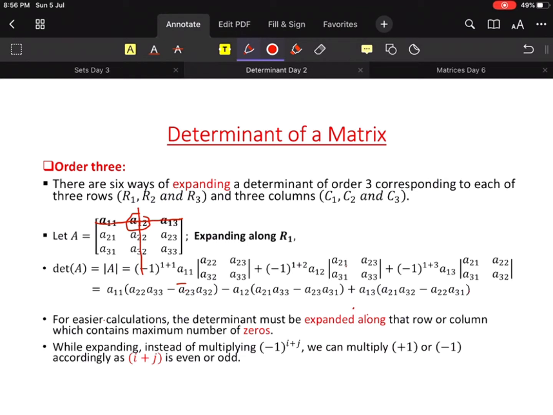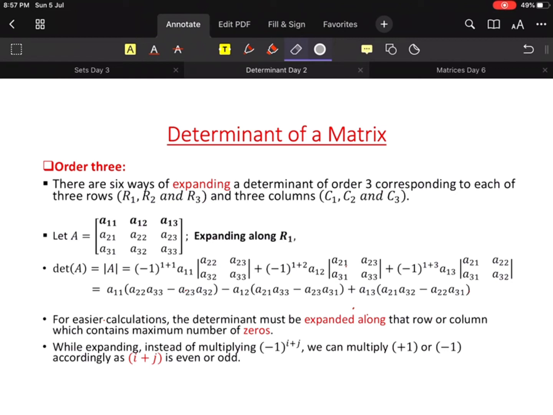After finishing this one, we move on to our last element, that is A13. So it will be (-1) to the power 1 plus 3 into A13. Again, after picking A13, I draw a vertical line and a horizontal line. What elements remain? A21, A22, A31, A32. Clear? So that's it. This is the way we expand an order 3 matrix along row 1.